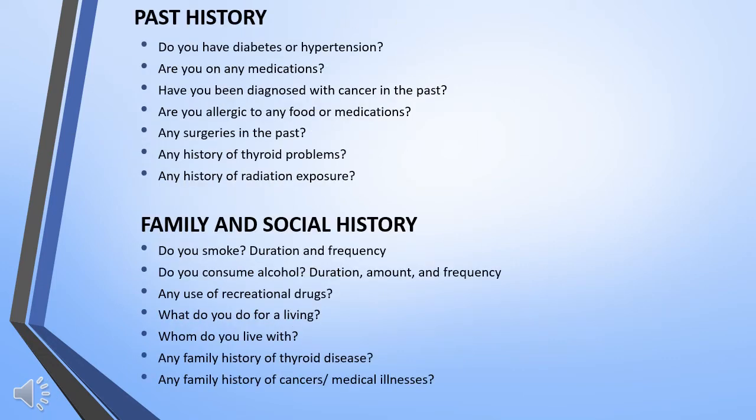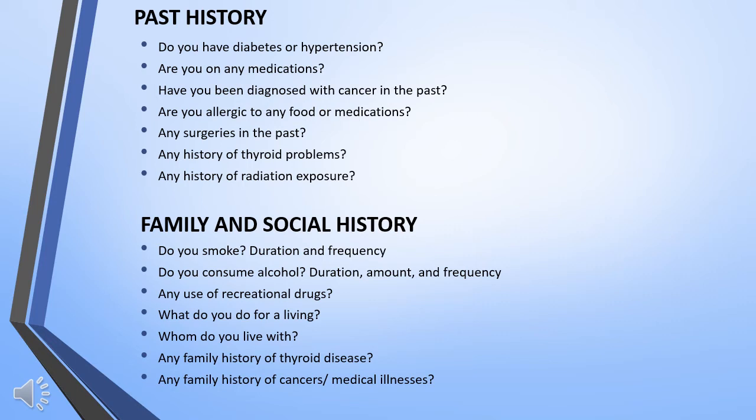Now you can proceed towards the past history, where you can ask about any kind of diseases in the past such as diabetes or hypertension, whether they are on any kind of medication, have they been diagnosed with any cancers in the past, are they allergic to any food or medications, have they been through any kind of surgeries in the past, any history of thyroid problems or any kind of radiation exposure.